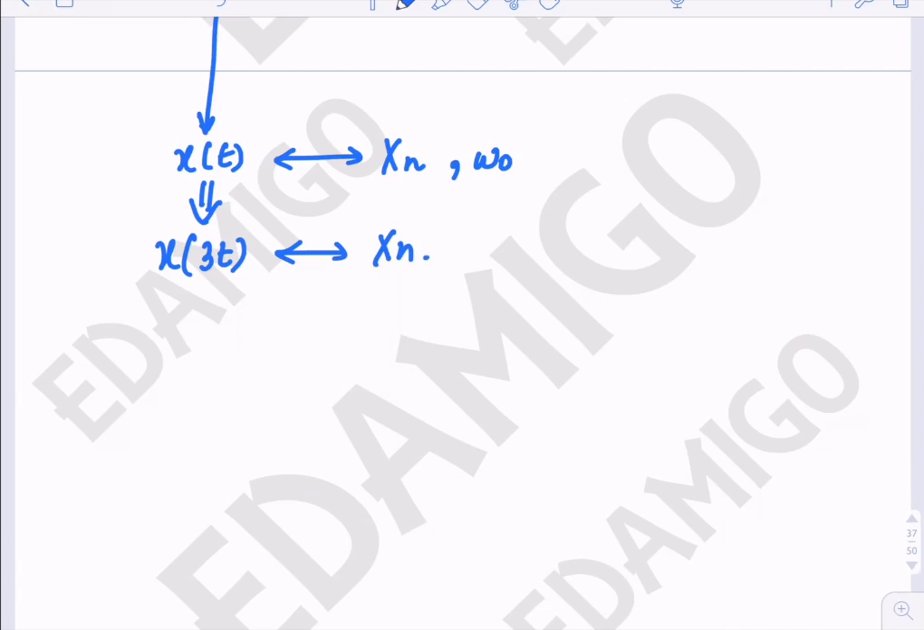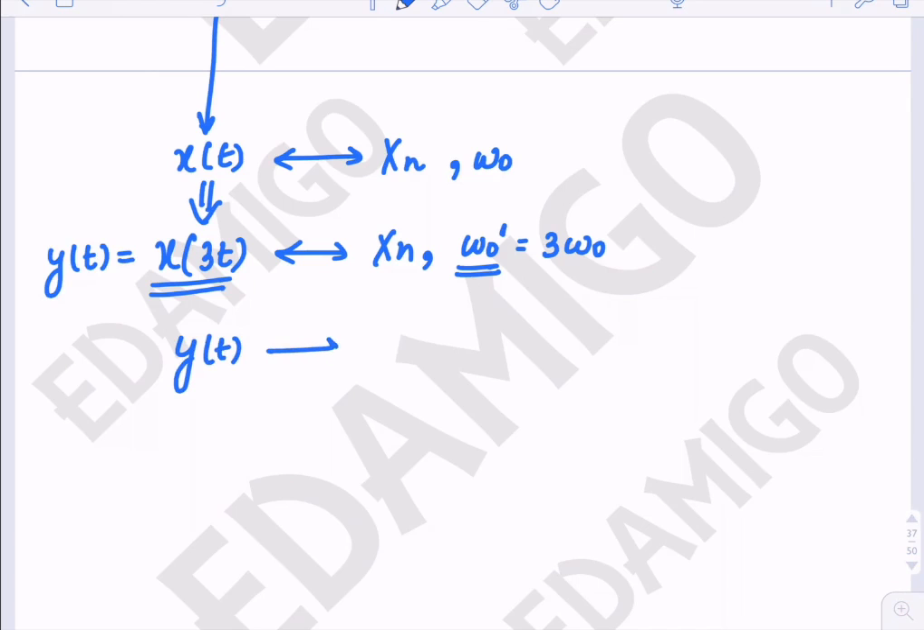Now when we do x of 3t, the fundamental frequency omega naught dash is changed, and that is equal to 3 omega naught. Now this signal x of 3t has the fundamental frequency omega naught dash. So let us say that x of 3t is equal to y of t. So y of t has the Fourier series coefficients xn, and the fundamental frequency is omega naught dash.